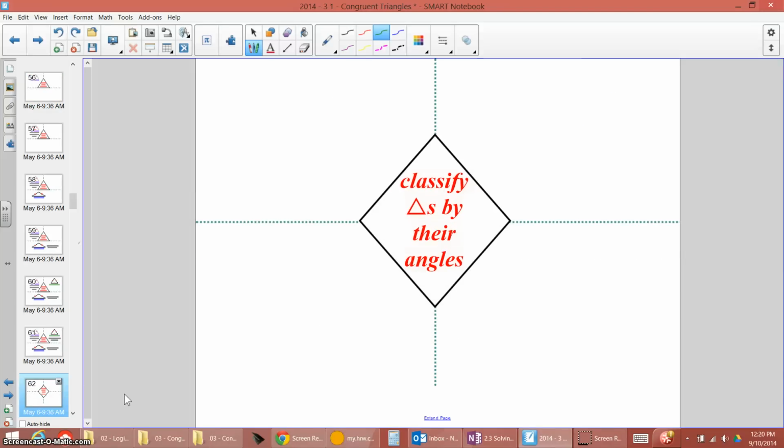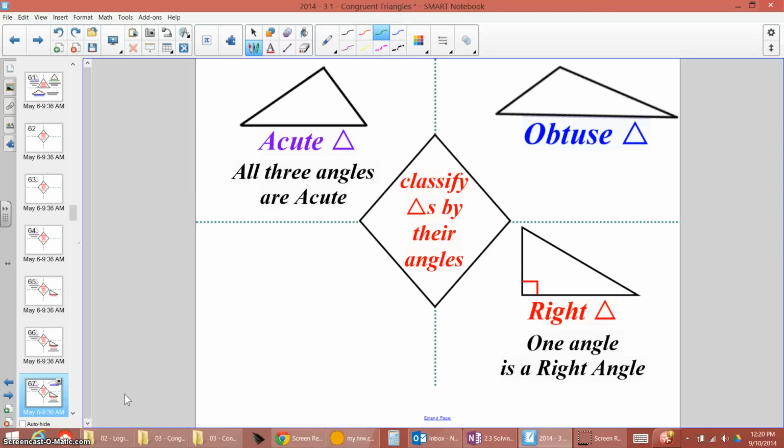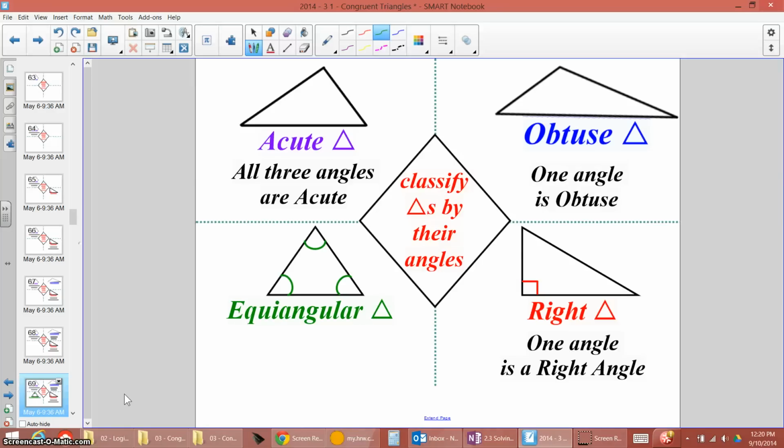If we classify them by angles, we can say if it's acute, then all three angles are less than 90 degrees. If it's a right angle, then one of them is a right angle. If we say obtuse, then one of the angles is bigger than 90. And our last one is equiangular. It's the same thing as equilateral, but instead of a lateral pass, like in football, a sideways pass, we're talking about equiangular because we're talking about the angles being the same.